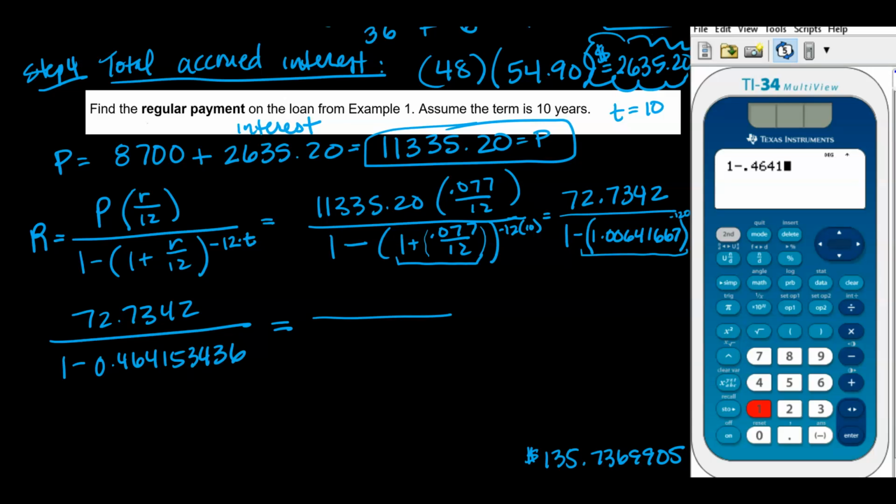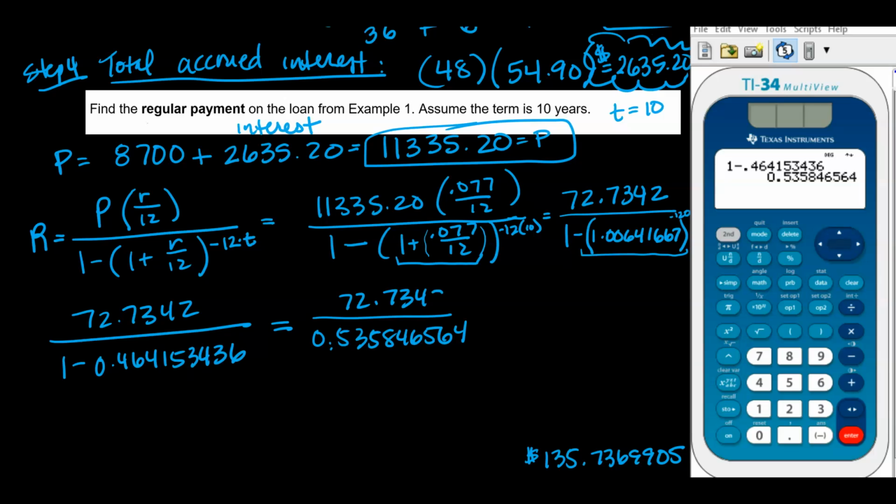0.464153436. Let's see. I think I have too many 3s there. There we go. Okay, and so in the denominator, we'll have 0.535846564, and then the numerator.